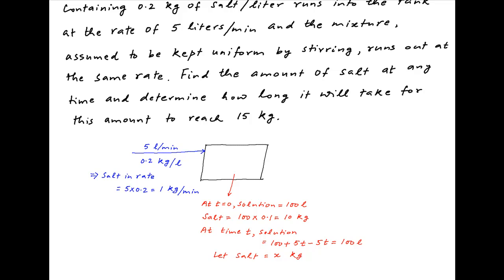Let's assume that there is x kgs of salt in the tank at time t, and therefore there is x upon 100 kgs of salt per liter of solution present at time t. Now the mixture is flowing out at the rate of 5 liters per minute. We've just assumed that this contains x upon 100 kgs of salt per liter of the mixture, and therefore salt is flowing out of the tank at the rate of 5 times x upon 100, which is equal to x upon 20 kgs per minute.